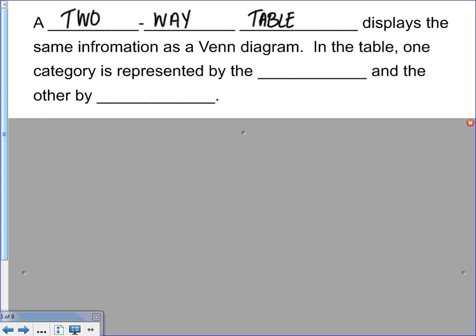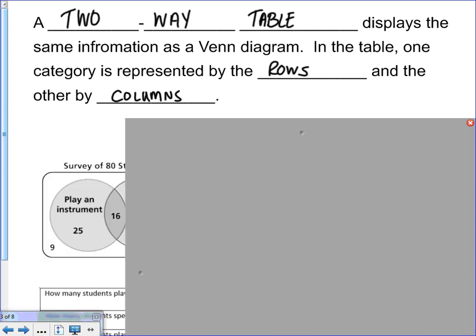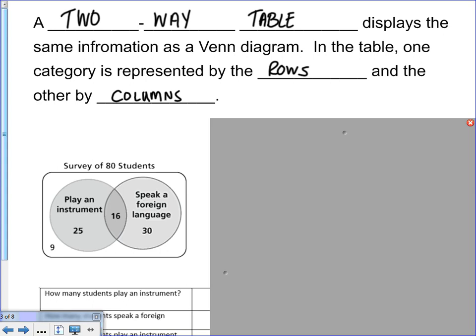In the two-way table, one category is represented by rows, and the other category is represented by columns. This is different than the Venn diagram, so we're looking at the Venn diagram. We don't have rows and columns in the Venn diagram. We have two circles, and we're putting data in the different circles, or in the intersection of the circles if it fits in both, and on the outside of the circle.